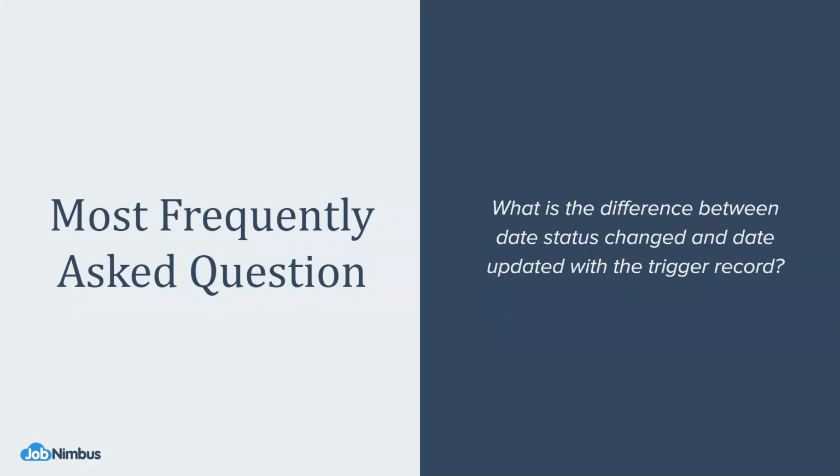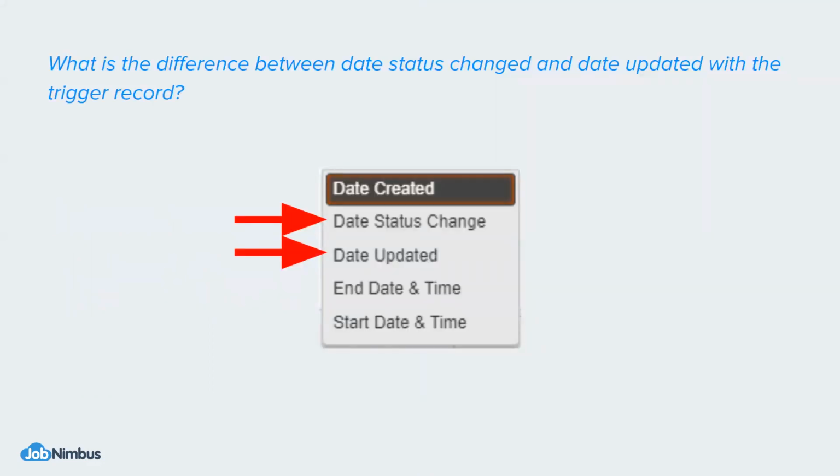One question we get a lot about time-based automations is, what's the difference between the date status changed and date updated options for triggering the record? As you can see here, these options are right next to each other in the dropdown. While the date status changed option will only trigger the automation based on when the trigger record, such as a contact or a job, last changed its status, the date updated option triggers based on when the record was last updated in any way, such as when a note was made, a document was uploaded, or anything that has been done within the record.